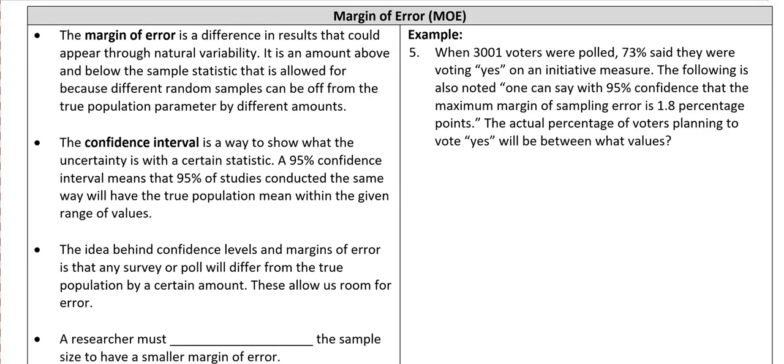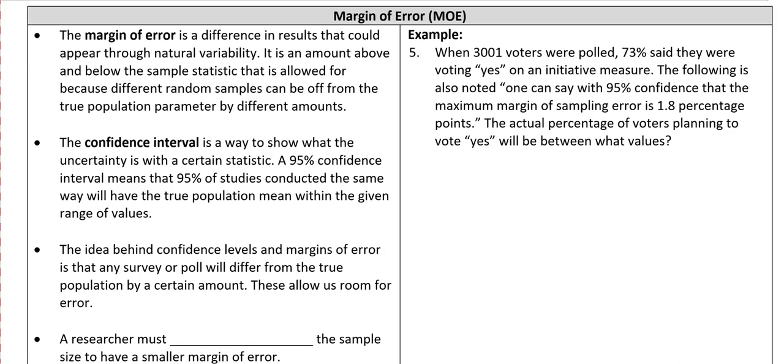All right, the last thing we have to talk about is margin of error. Margin of error is a difference in results that could appear through natural variability. It is an amount above or below the sample statistic that is allowed for because different random samples can be off from the true population parameter by different amounts.